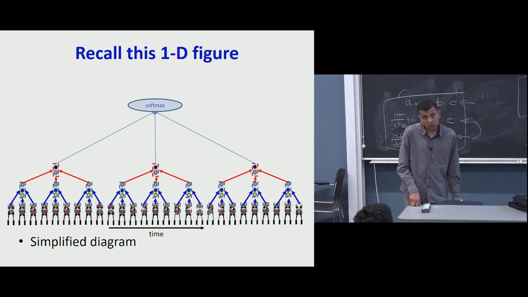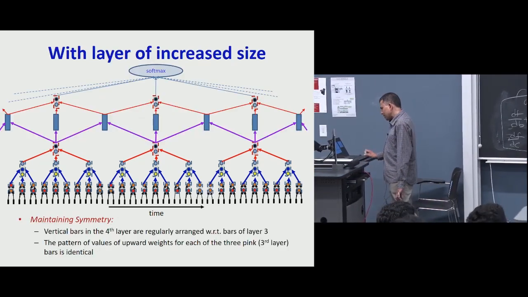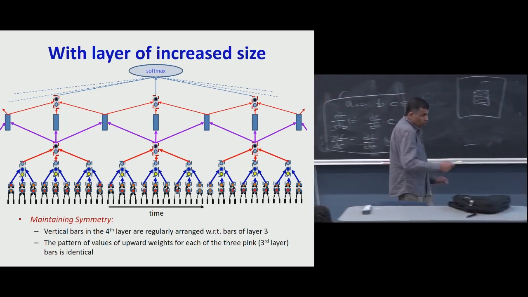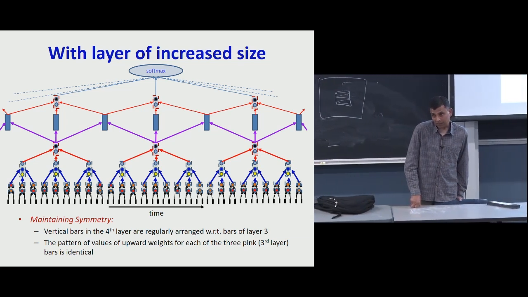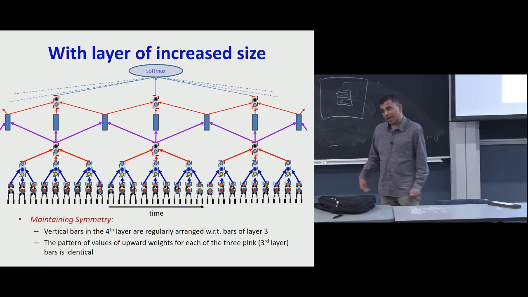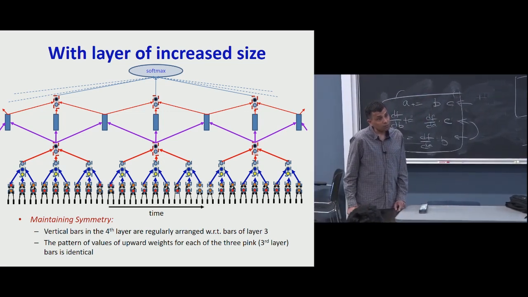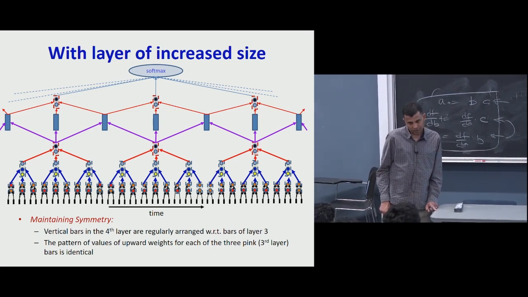Now, if I want to increase the size, what do I do? At some point, I'm going to add a layer which has more vertical bars than the layer underneath. This is going to increase the size of my output, right? But when I add a layer which has more bars than the number of bars in the layer underneath, I have to worry about how things are computed, keeping in mind the symmetrical structure of a shared parameter network, right?